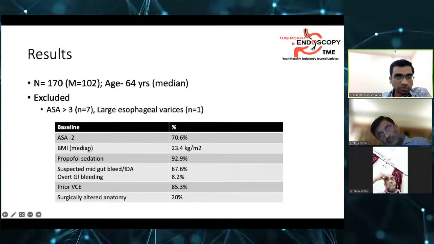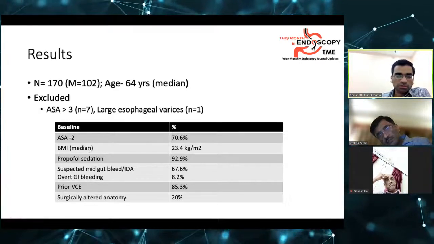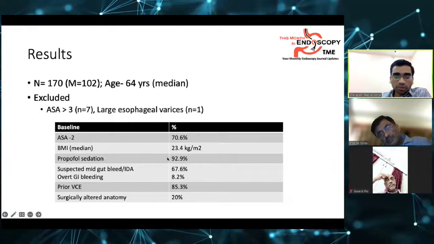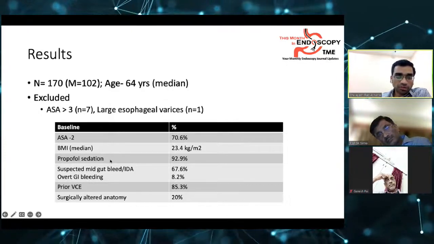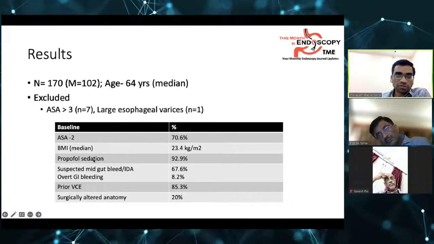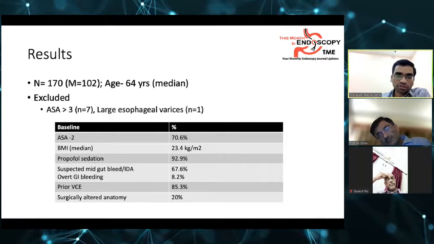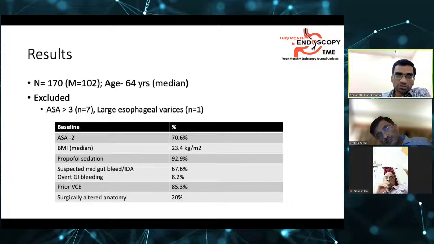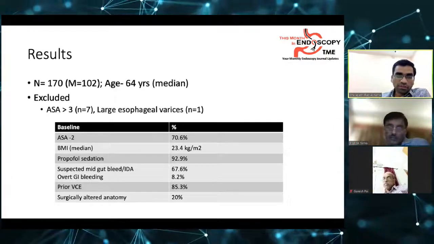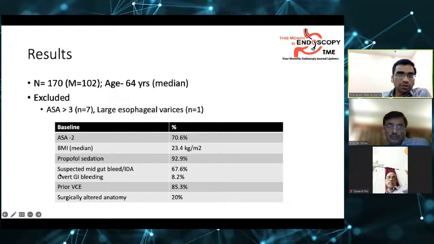23.4%, 23.4 kg per meter square is the average BMI. More than 90% of patients, or 93%, underwent these procedures under propofol sedation, which is in contrary to the previous studies where general anesthesia was deemed to be mandatory for this procedure. So in that way, this study carries a lot of significance.